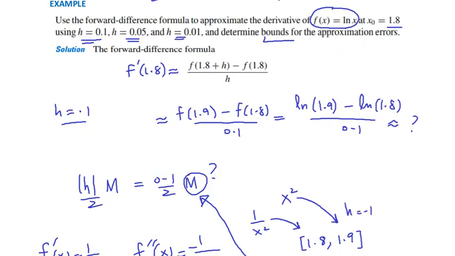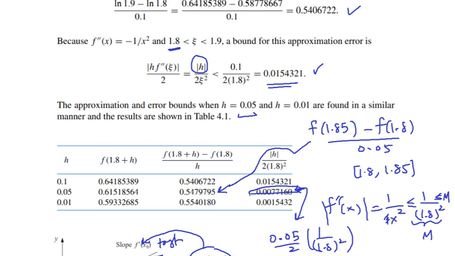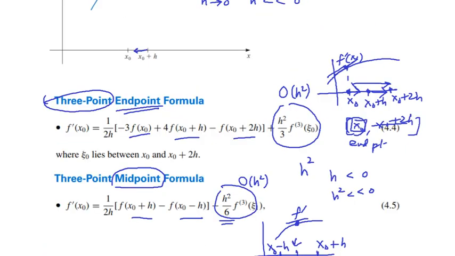Then if we want to use 3 points, there are two separate formulas for the 3-point formula. One is the end point formula, meaning when x naught is at the end. Okay, and the midpoint formula means when x naught is in the midpoint. The center point is your x naught, where you are calculating the derivative.